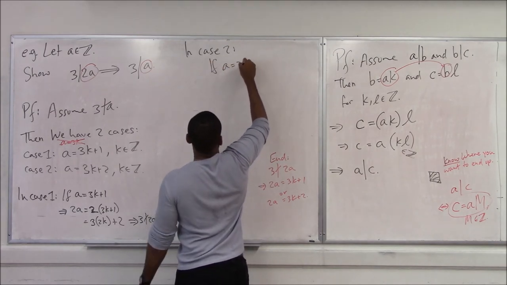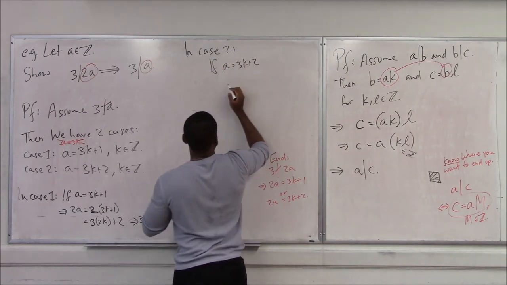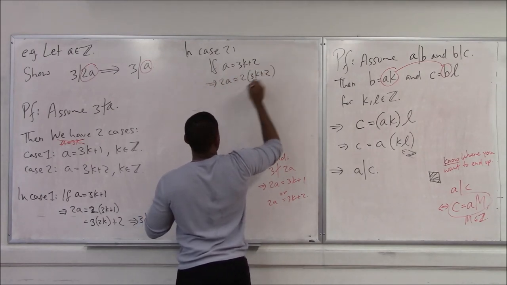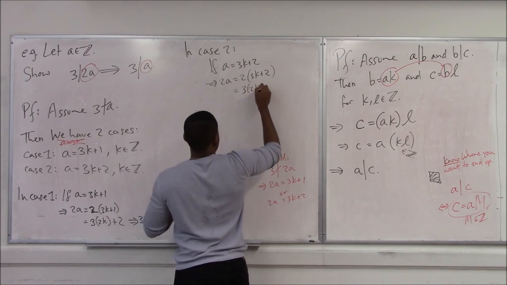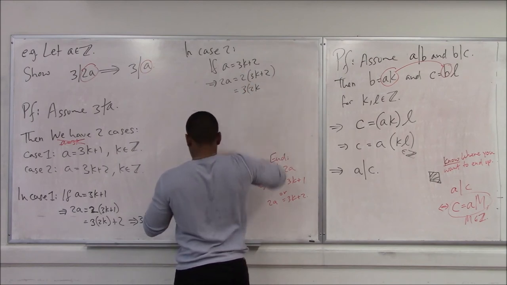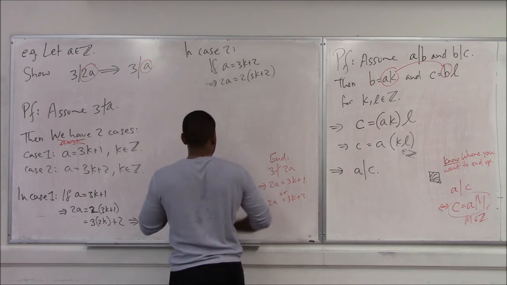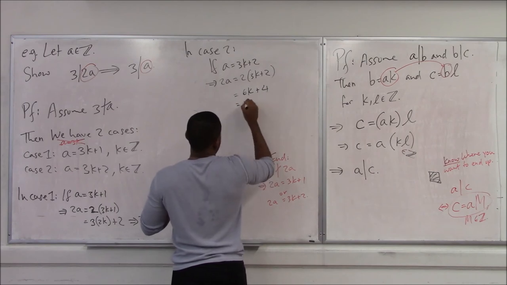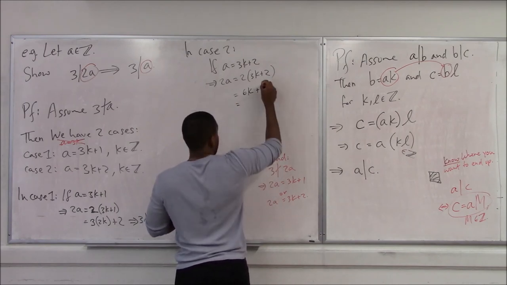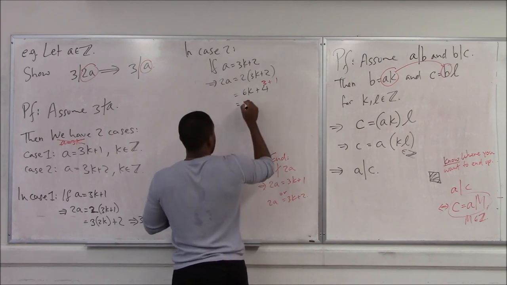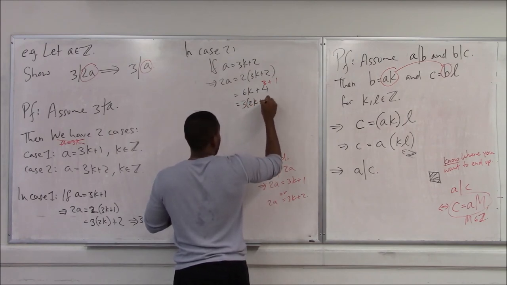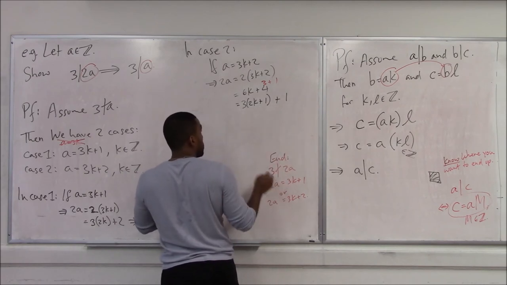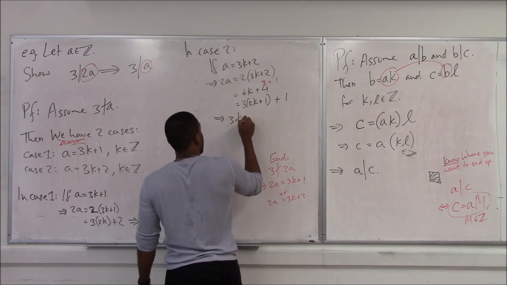If my a is equal to 3k plus 2, which is the other case, then that would mean my 2a is equal to 2 times (3k plus 2). That's 3 times 2k. Let's make sure I don't make any stupid algebraic mistakes here. Let's just write it out. This is 6k plus 4, which I can write as, the 4 I'm going to write as 3 plus 1, and factor out a 3. So that's going to be 3 times (2k plus 1) plus 1. Since it's 3 times an integer plus 1, it's in this form. That means 3 does not divide 2a.